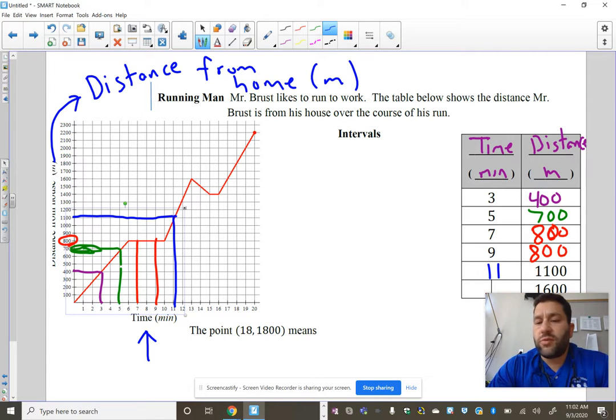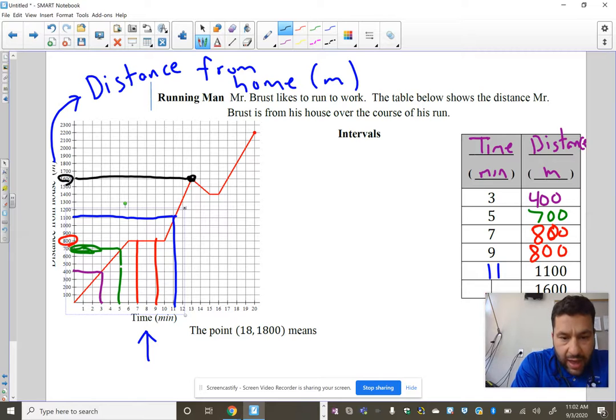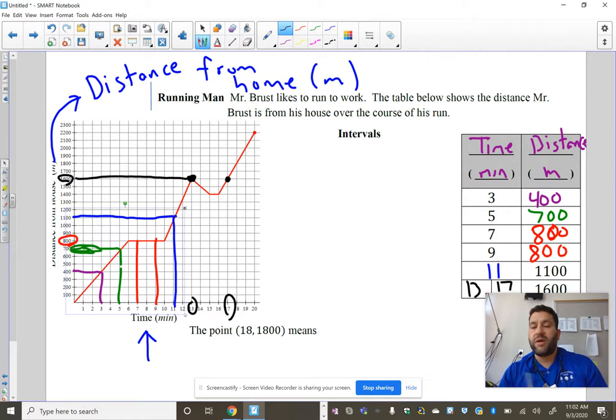Take a look at 1600. Why do you think there's two possible answers there? If we look at the graph, we go to 1600, and we move over, we see that it hits at 13, but then again at 17. So we can say that Mr. Brust is 1,600 meters away from home, both at 13 minutes and 17 minutes.